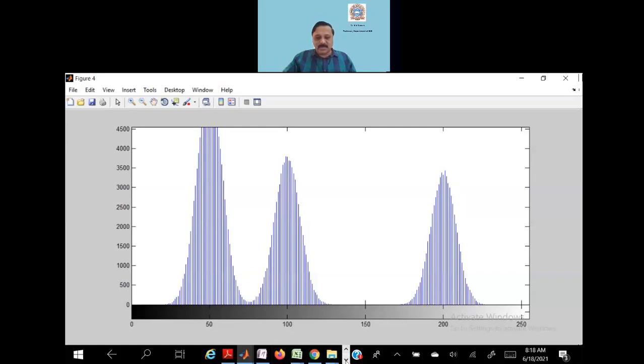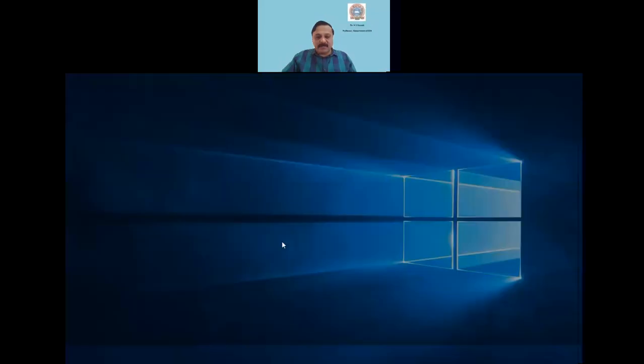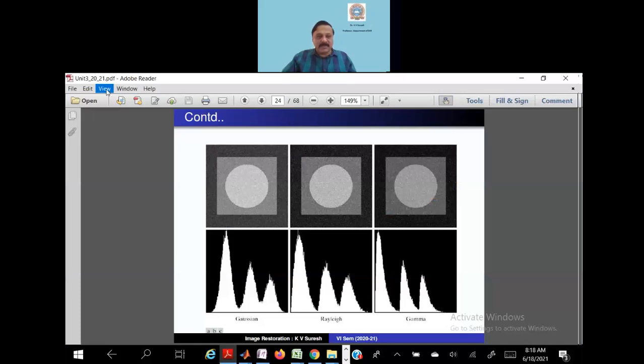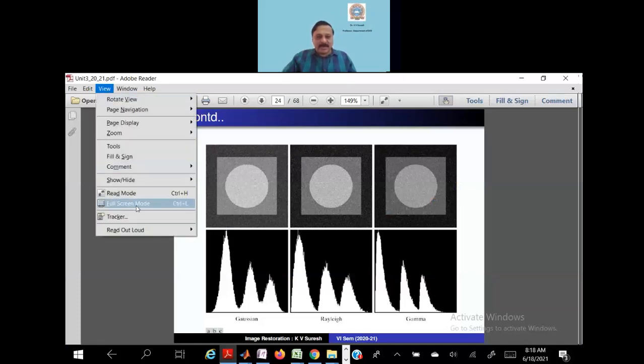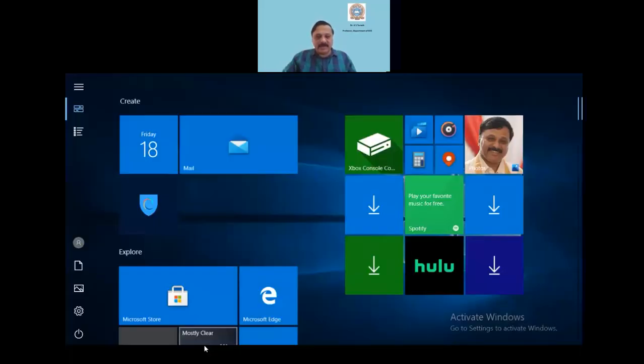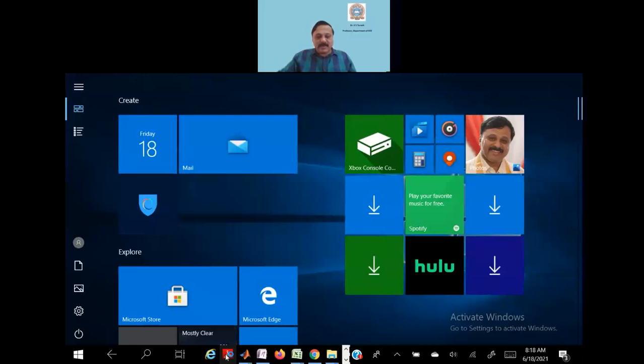So the discussion that we have here is, if I use such a test pattern, this is only to understand how noise can be estimated.